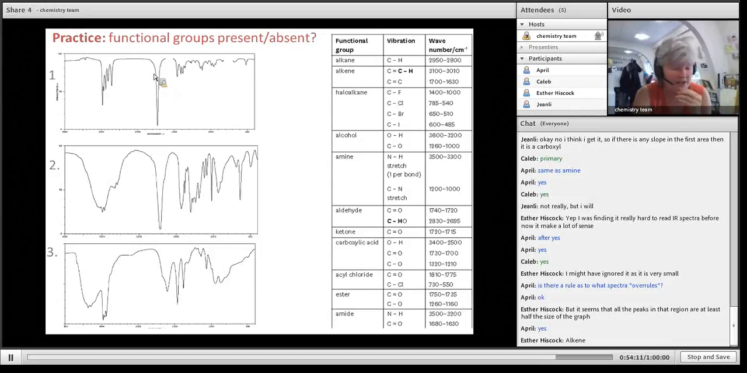You could be thinking of an alkene, but alkenes normally are not quite as strong coming down. Alkenes normally finish three-quarters of the way. I haven't really seen much where it goes beyond that. We say it's a medium peak compared to the carbonyl, which is always a strong peak.